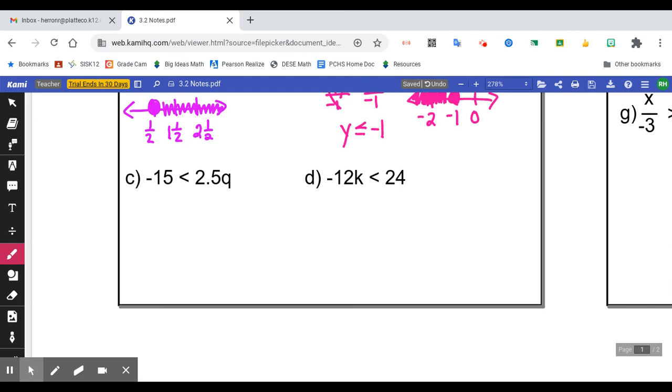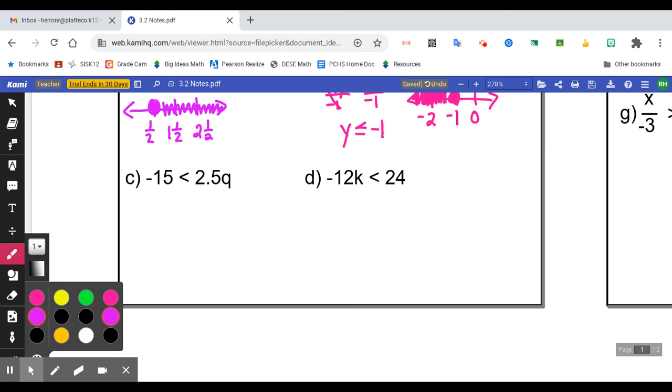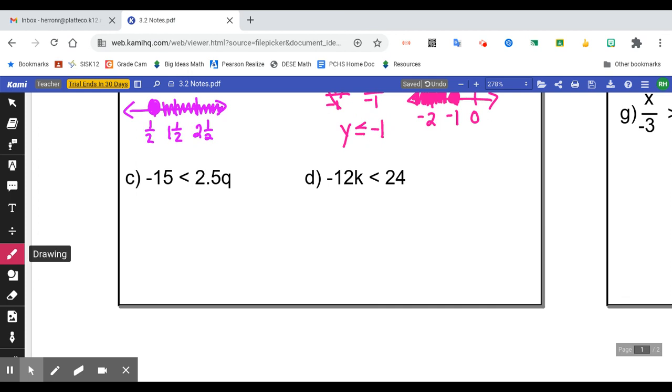Okay. Hopefully we're feeling good about these. All right, this one's written backwards. So negative 15 is less than 2.5q. So I'm going to divide by 2.5 on both sides. Now, there's a negative in this problem, but I'm not dividing by a negative. The number I'm writing down is positive. Okay, so my symbol is going to stay exactly the same.